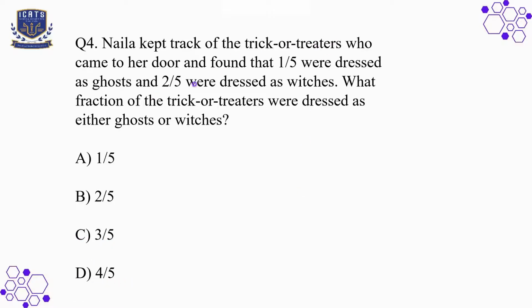So now we will add the given fractions. 1 by 5 plus 2 by 5 is equal to 3 by 5. The reason is when we add two fractions, we add the upper numbers, the numerators only, and the denominator remains as it is. So 1 plus 2 is equal to 3, but 5 will be written as it is. So we will select option C here.